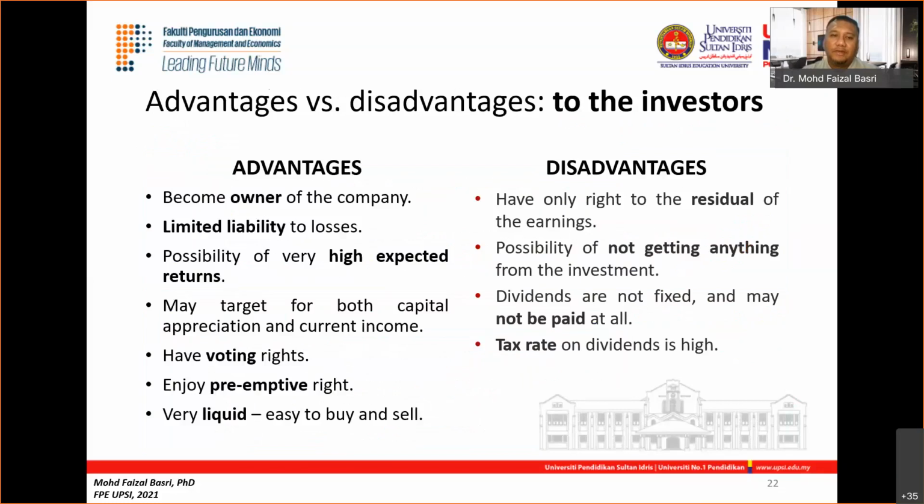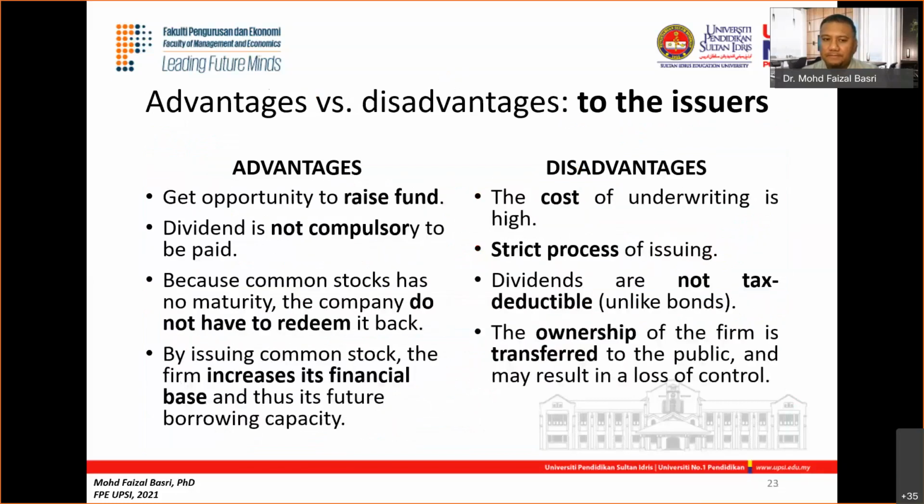Again, you can read later the advantages and disadvantages to the investors and also to the issuers. And remember, when we talk about common stock, we are talking about the owners of the company.